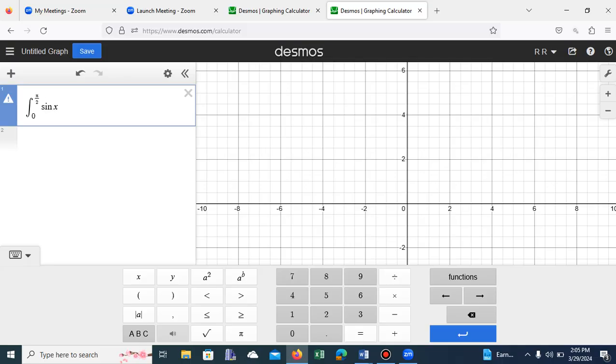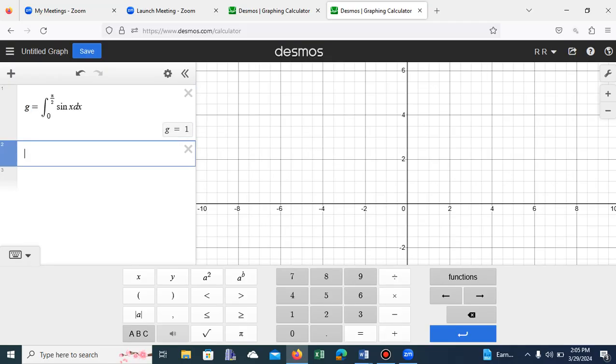of sine of x dx. And it gives us 1, and we can name it if we wanted to. Here x. I guess it doesn't allow me to name it. Let me name it g. Yeah, you can name it that way. You can't name it a function, but you can name it a letter.